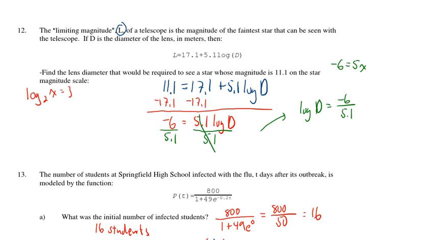Log base 2 of x equals 3. We'd say 2 to the 3 equals x. It's not written, but this is a log base 10. So we rewrite it the same way: 10 to the negative 6 over 5.1 equals d. You put this formula into your calculator. And if I remember, the final answer is 0.067 meters, if I'm not mistaken.